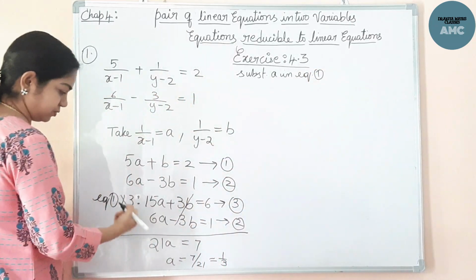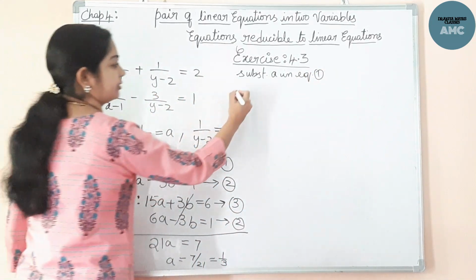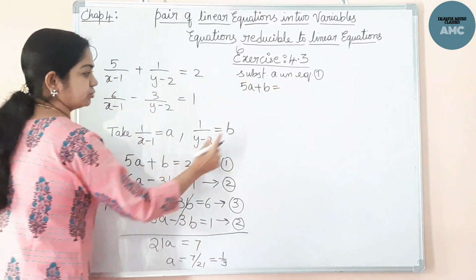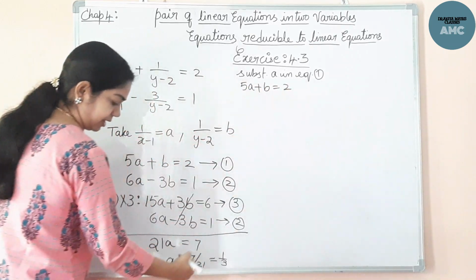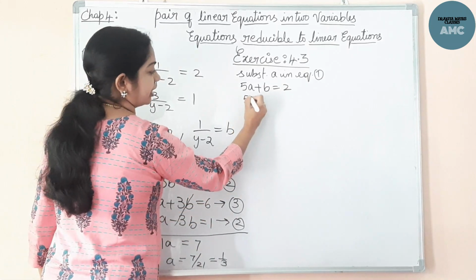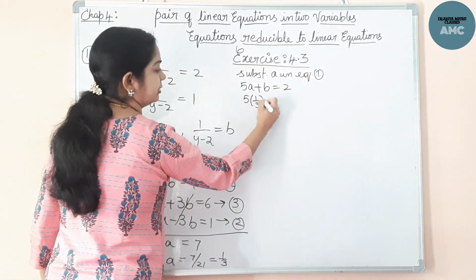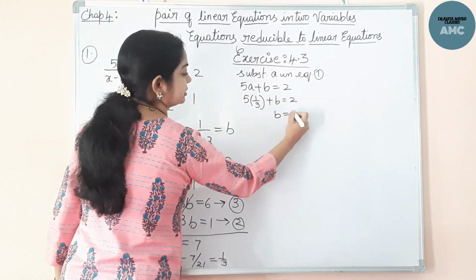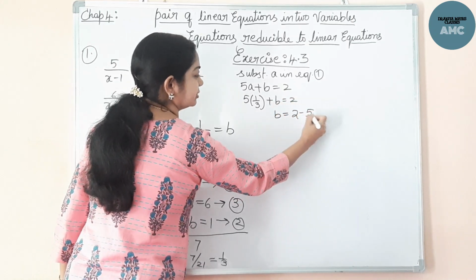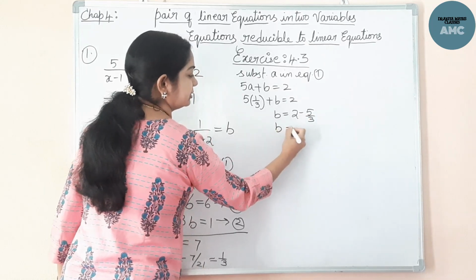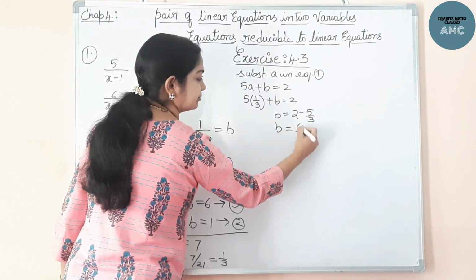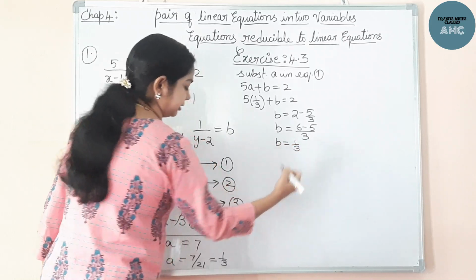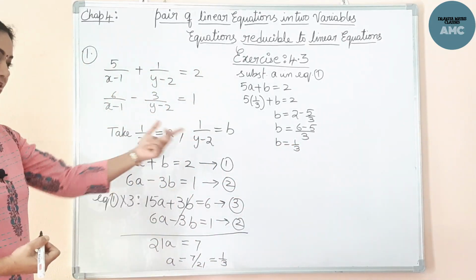Now what is the equation 1 here? 5a plus b equals 2. So the a value I got is 1 by 3. 5 into 1 by 3 plus b equals 2. So that comes to b is equal to minus 5 by 3. Let's take the LCM. So b is also equal to 1 by 3. So a is 1 by 3, b is 1 by 3.